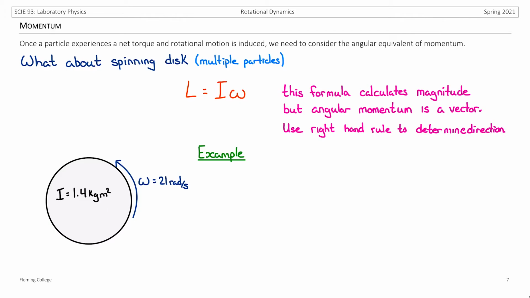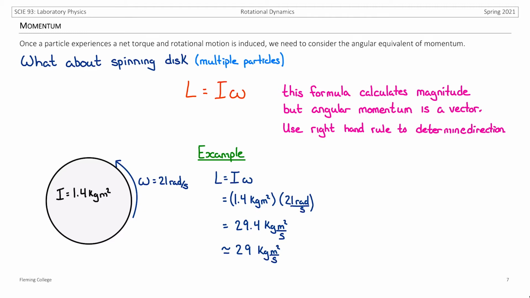Using our formula, L is equal to I omega, and substituting our values, we can see that we get 29.4 kilograms meters squared per second, which is approximately 29 kilogram meters squared per second. Applying right-hand rule, we would curl our fingers around the disk and our thumb points out of the page. This would correspond to a positive angular momentum.